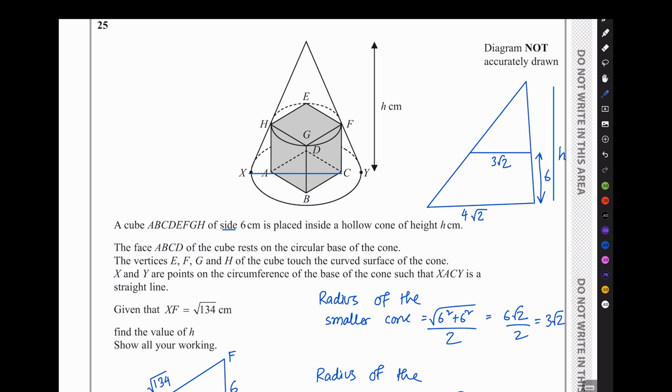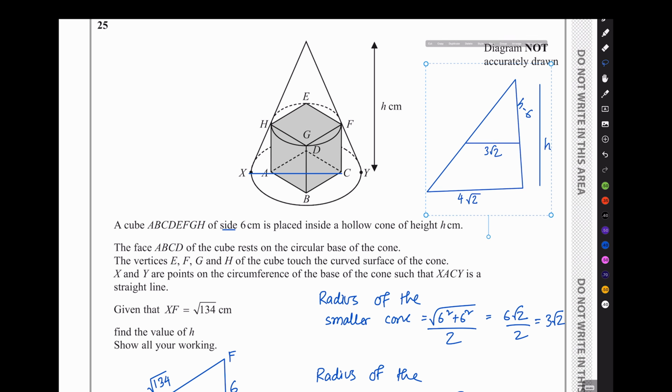From my diagram, I can clearly see that this length is just h minus 6. Because if this length is 6, so from this center to this center the length is 6, I hope you get it. If the entire thing is h, then the height of the smaller cone should be h minus 6. Let me give you a moment to process this. So the height of the smaller cone is h minus 6. Now that we have everything, it's pretty easy to do the rest to find h.